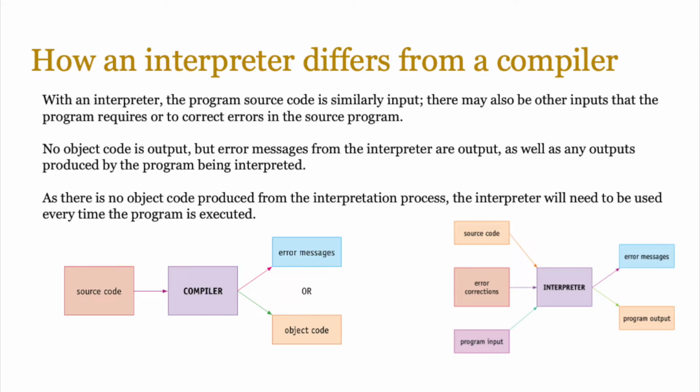And for an interpreter, you get the source code. Sometimes you might have error corrections made as a result of error messages that are output. And you might also include program input into the interpreter to move on to the next line of the code. And the program output is also displayed. So you're actually interacting with a live version of the source code rather than a compiled version of the source code, which is known as the object code. So hopefully that makes it clear. One takes the source code and executes it line by line. The other one just takes the whole source code and creates object code or gives you an error message.